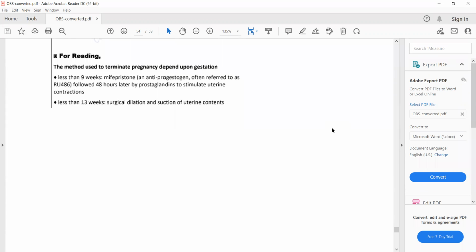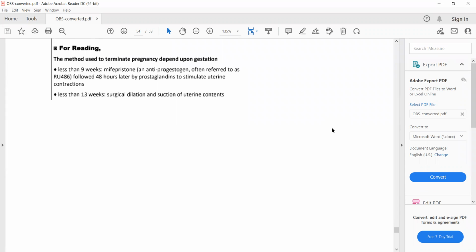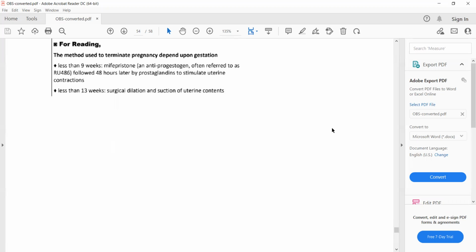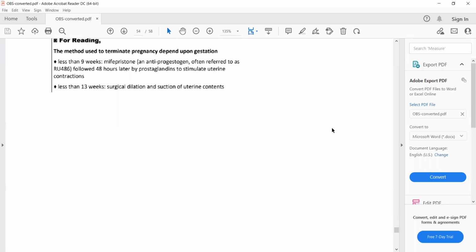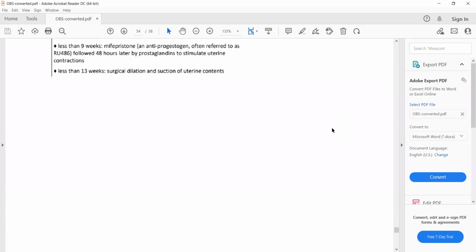Abortion can be done medically if gestation is less than 9 weeks. Medical abortion is done through mifepristone and prostaglandins. Mifepristone is given first, and then 48 hours later, prostaglandins are given.